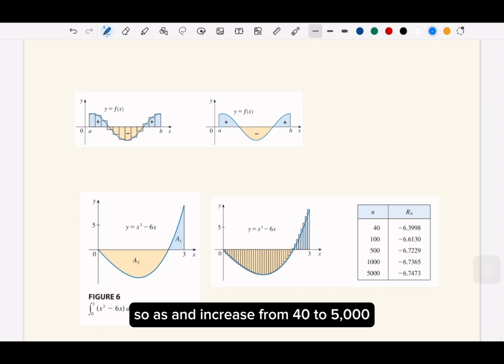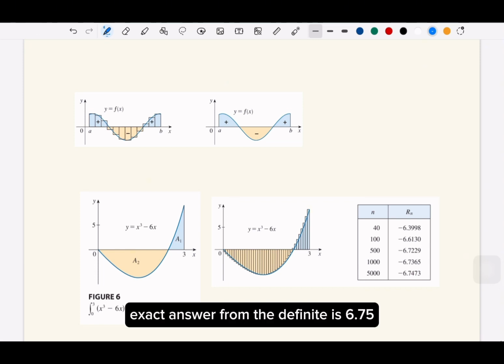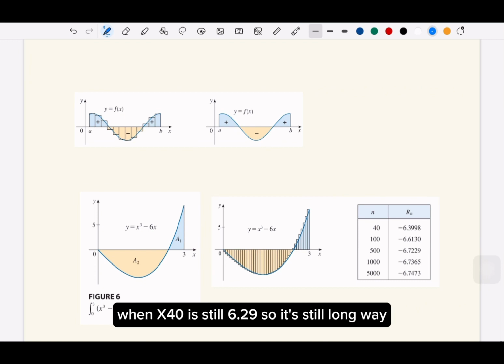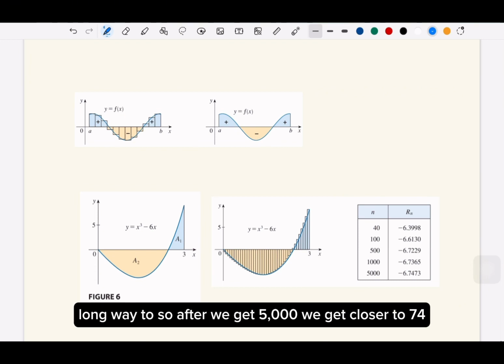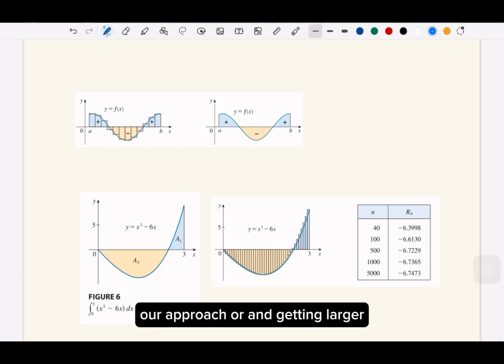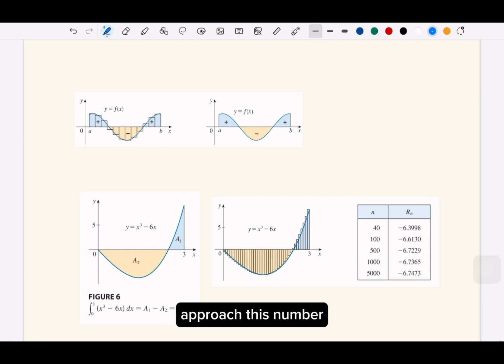As n increases from 40 to 5,000, you will see that our exact answer from the definite integral is 6.75. When n is 40, it's still 6.39, so it's still a long way to go. After we get to 5,000, we get closer to 6.74. So it means that our approach of n getting larger, and maybe taking the limit as n approaches infinity, was correct, and this could approach this number.